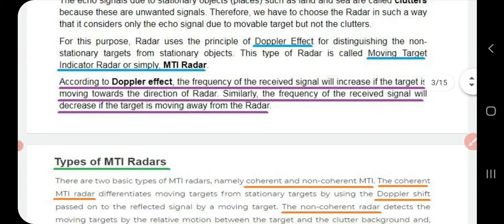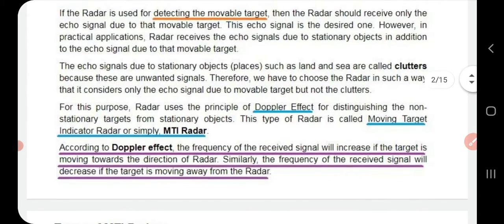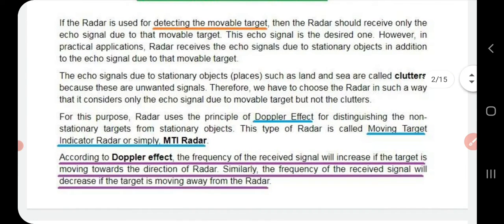According to the Doppler effect, as you all know, the frequency of the received signal will increase if the target is moving towards the radar. Similarly, the frequency of the received signal will decrease if the target is moving away from the radar. That is the Doppler effect. They have written this in a very simple way that you can easily understand. Hope it is clear.